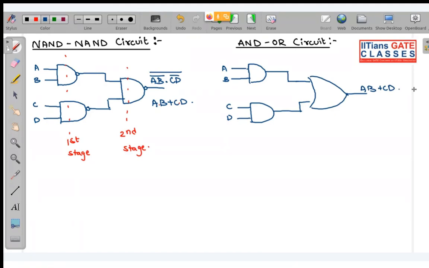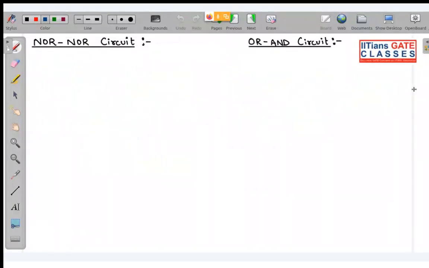Now the next, you might have guessed very properly, is the NOR circuit. In the NOR circuit, basically in the first stage we have two NOR gates. I will again discuss all these circuits when I teach you SOP and POS, sum of product and product of sum.